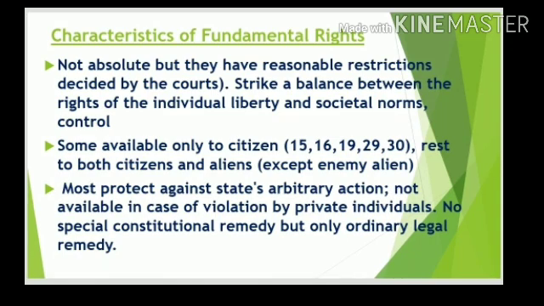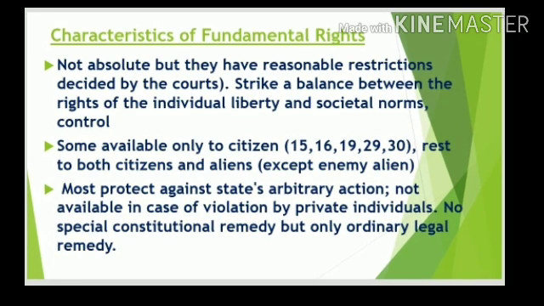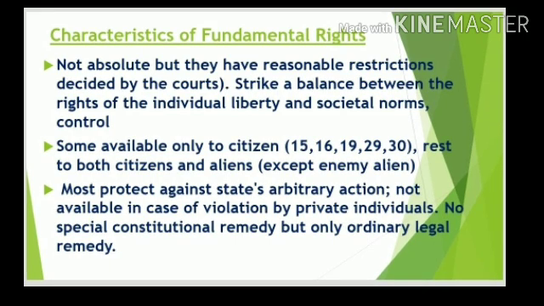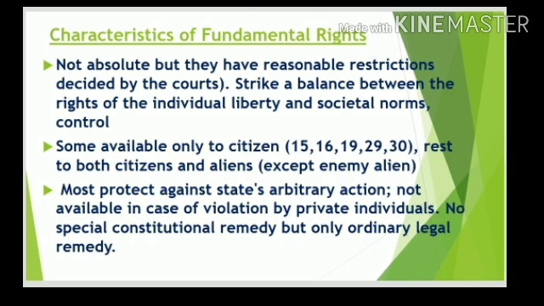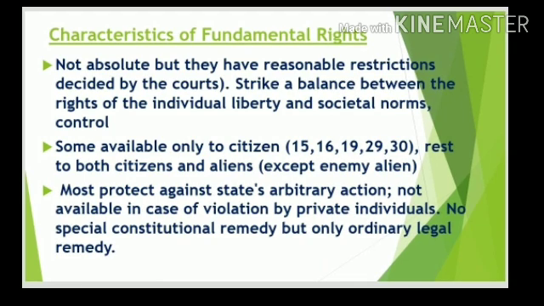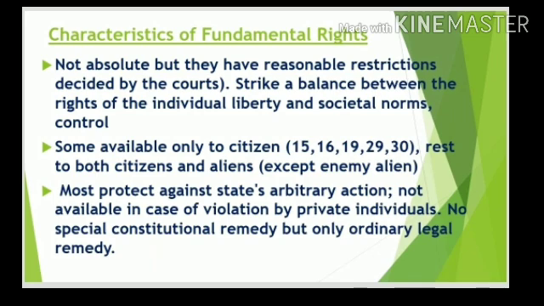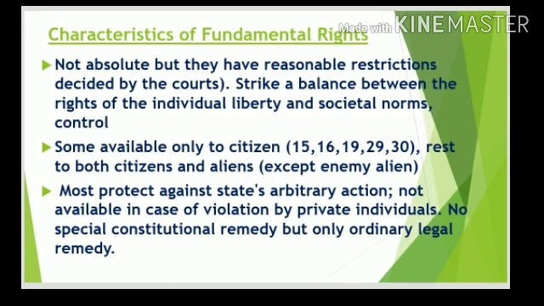In this video, we are going to discuss the characteristics of fundamental rights. First characteristic: they are not absolute. They have reasonable restrictions and exceptions. These are decided by the courts. They strike a balance between the rights of individual liberty and societal control, societal norms, social norms, etc.